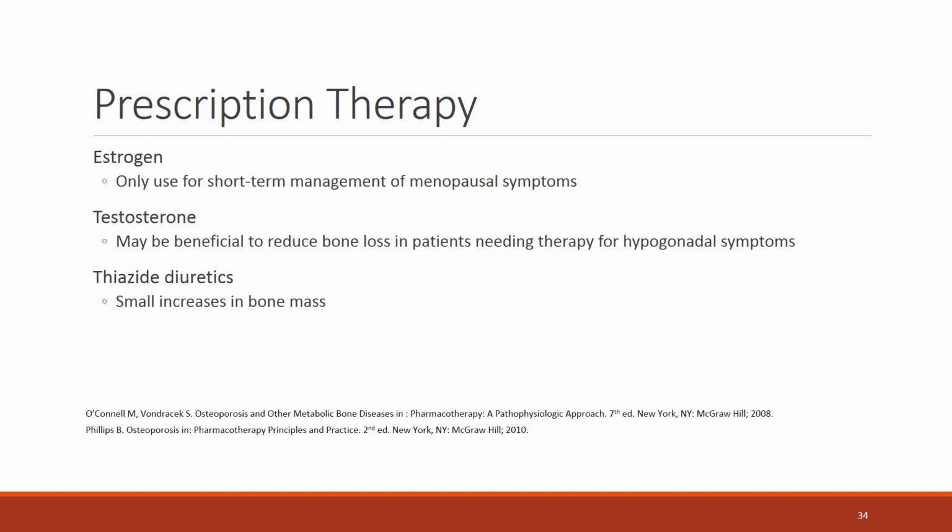Testosterone can be helpful if patients have hypogonadal symptoms, like men have hypogonadal symptoms as they age. It may help them reduce bone loss. Thiazide diuretics will increase calcium, and so there can be small increases in bone mass, but it's not going to help treat a low T-score.